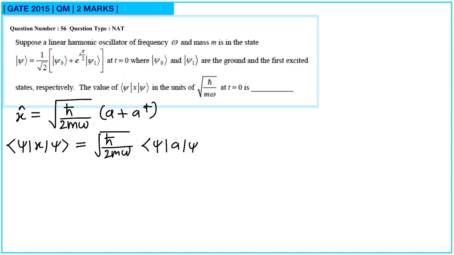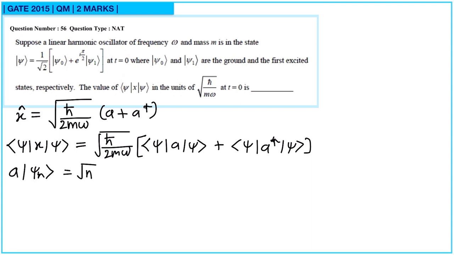First we will have psi a psi plus psi a dagger psi, and this we have to solve. Now if a is operated on psi n, this gives root n psi n minus 1. So basically these are ladder operators, raising and lowering operators. And a dagger on psi n will be root n plus 1 psi n plus 1.